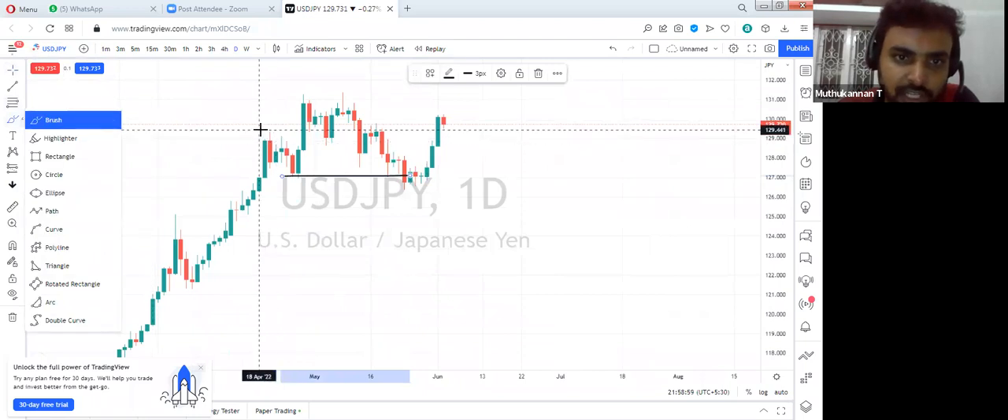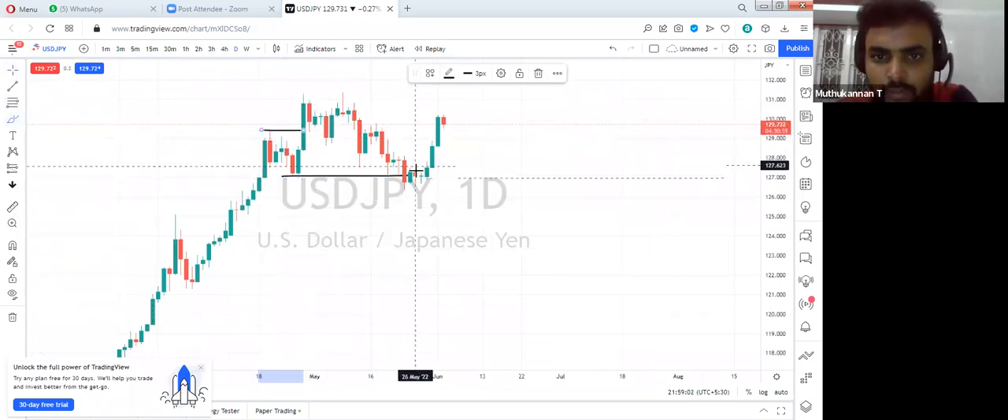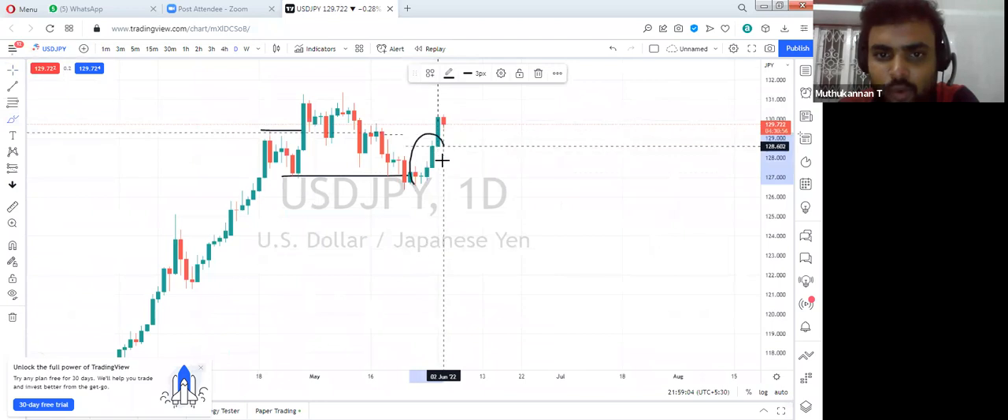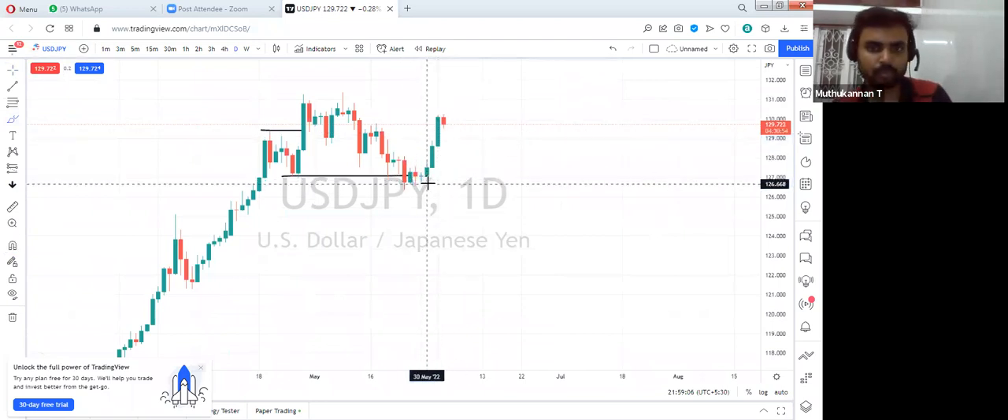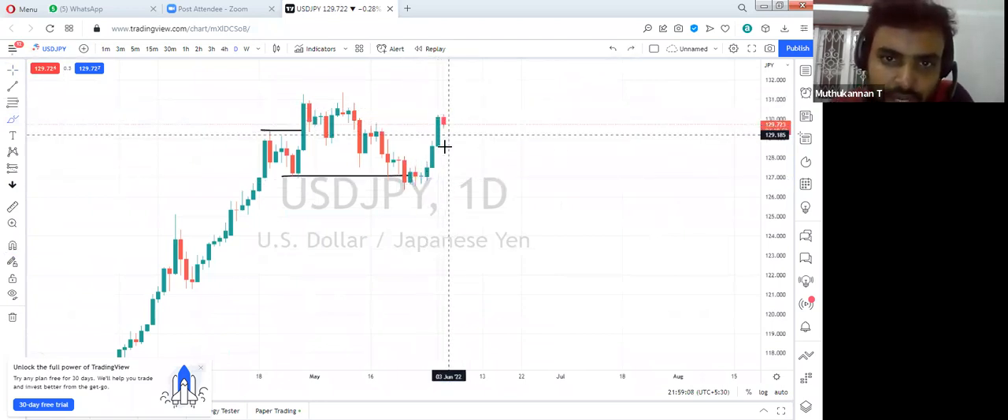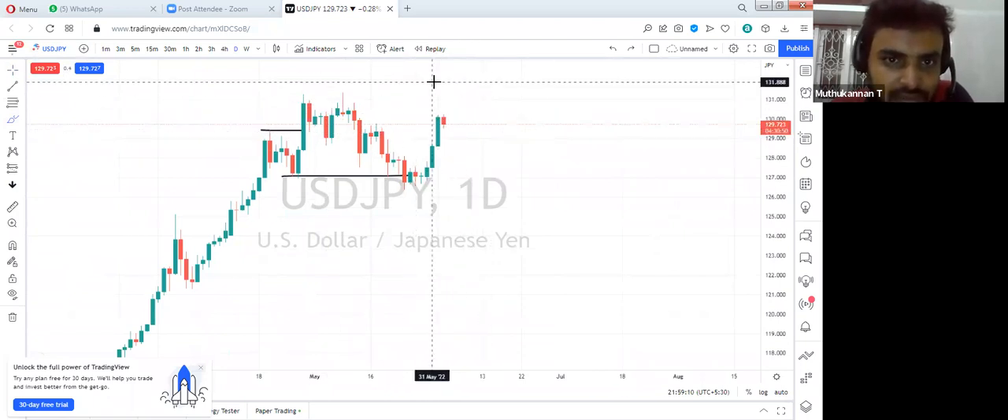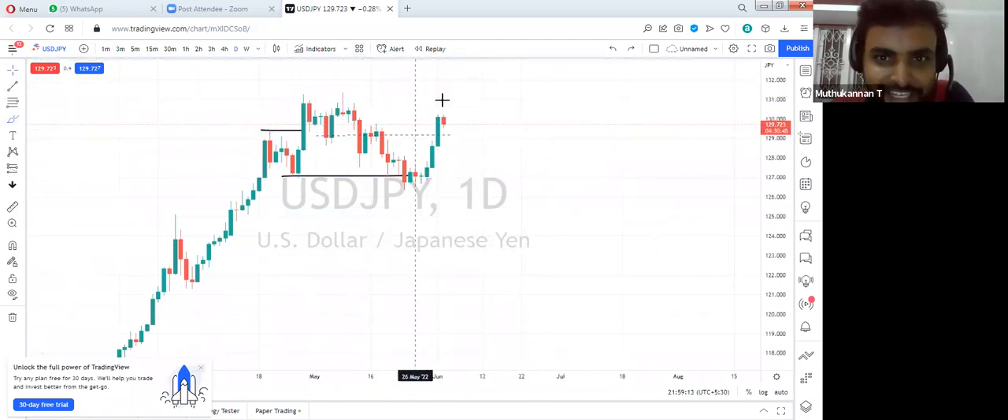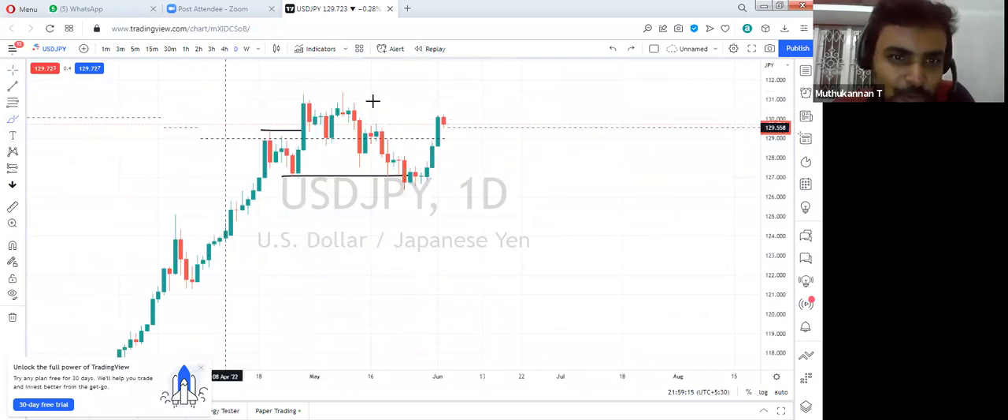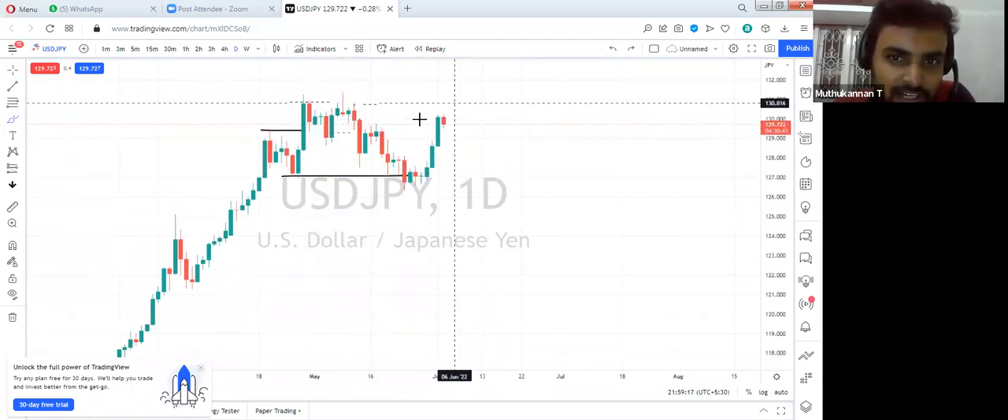There's a break of structure here, upside also, downside also. But now what I can say is price is going up. Today's candle is kind of bearish. It's bearish because of some other reason that I can explain tomorrow, so I cannot explain today.